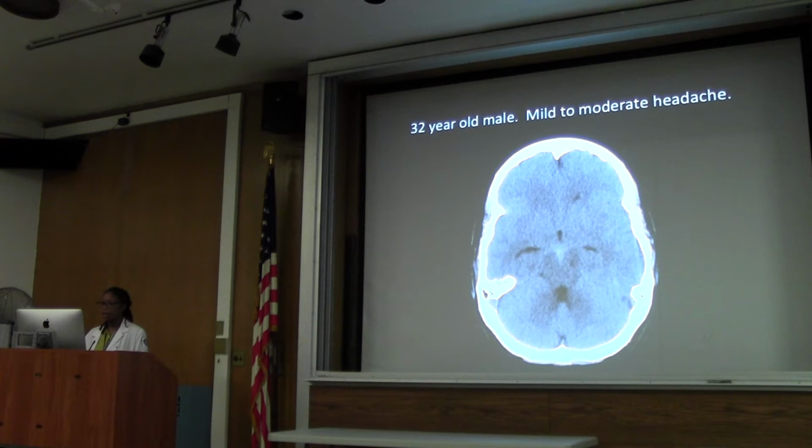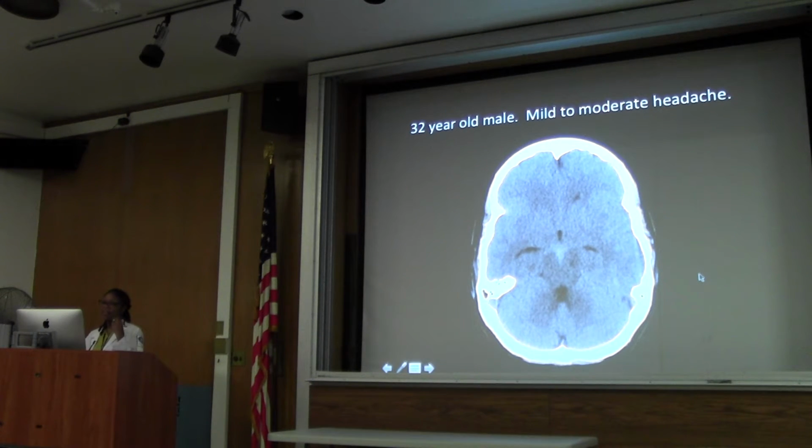All right. So here's a 32-year-old male with mild to moderate headache. Does anyone see anything? So this is one of my cases, and what I saw here was that there's very subtle high density blood. This is a non-contrast CT, so this is most likely going to be blood in the perimesencephalic region or the interpeduncular cisterns. These are the cerebral peduncles here in the midbrain, and there's high density there.